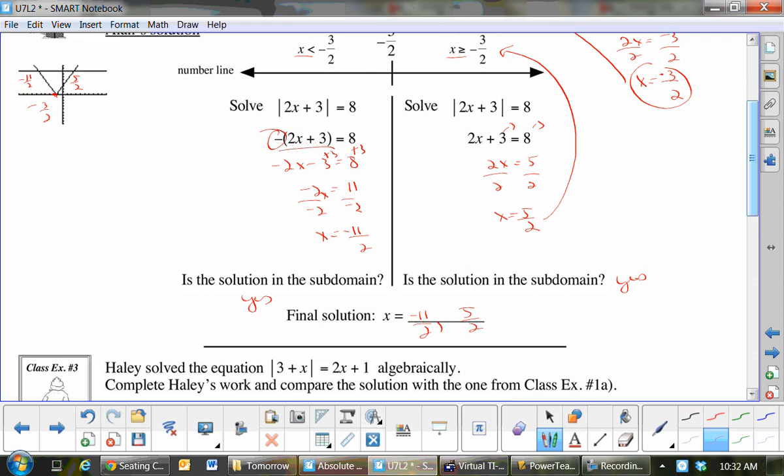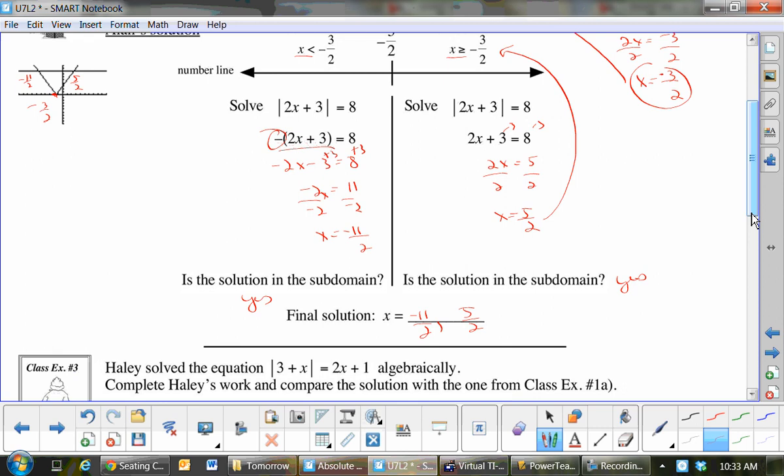Now look on your graph. See where negative 3 over 2 is in our chart. See where 5 over 2 is on our chart. Now, do you see how you would not come up with negative 11 over 2 without doing both cases? You have to be able to algebraically show how to find both. Okay? Now let's do another one.